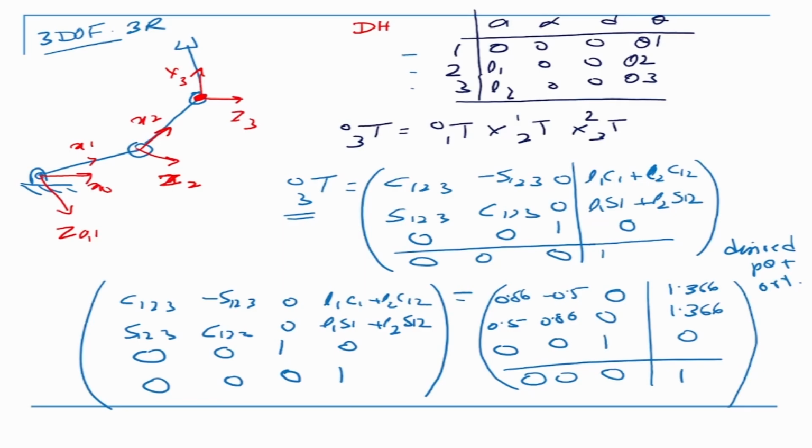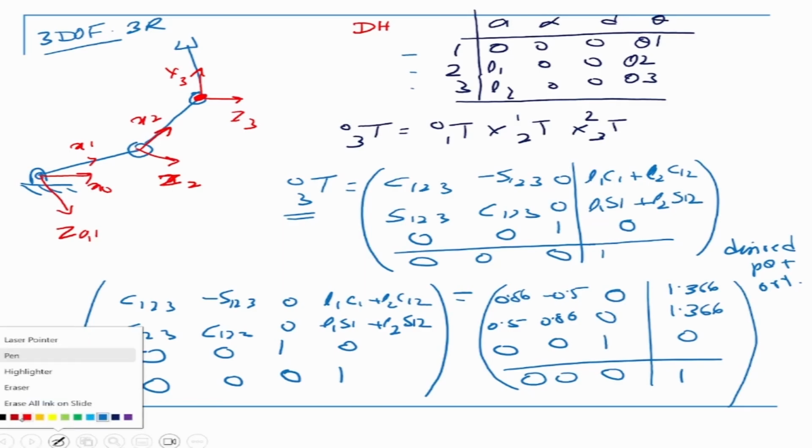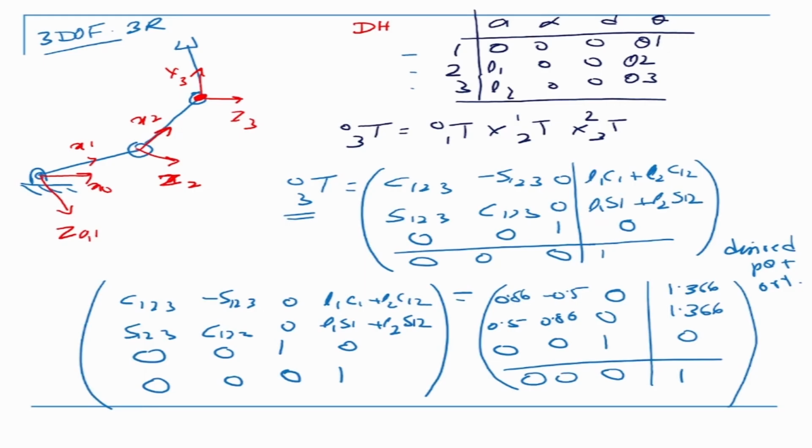Now we have to equate term by term and solve. We normally try and see how we can solve. If you equate this term and this term, you will not be able to solve. Cos(θ1+θ2+θ3) is equal to 0.86. You cannot solve this equation, because there are 3 variables and only one equation, with a cos. So what we do is equate at the extreme right hand side. This is equal to that, and that is equal to that.